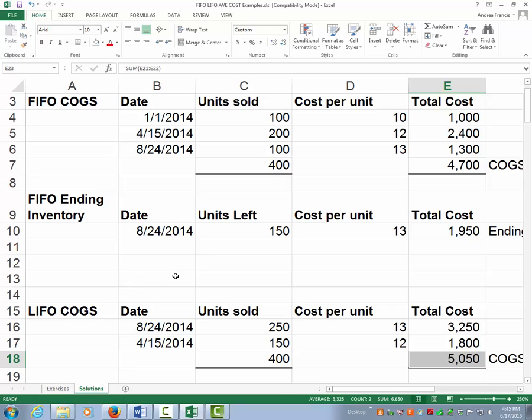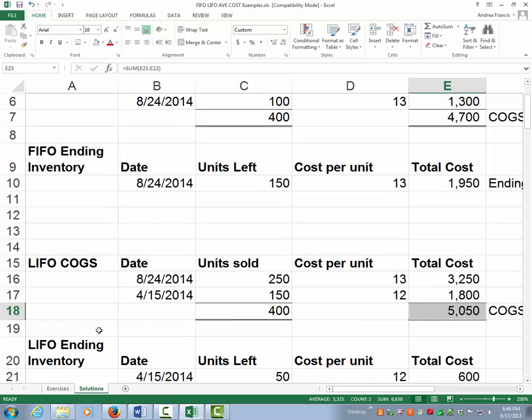Now remember that I'm giving you practical examples of how this might look, but a company doesn't have to be a restaurant to use FIFO or a tech company to use LIFO. They can assume any method that they want to.